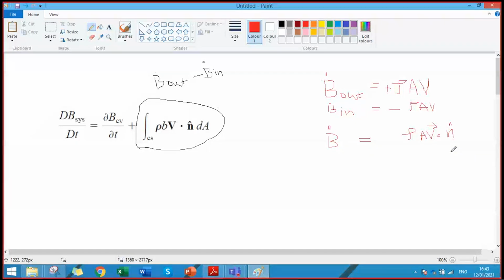If this is the control surface and the property B is flowing like this into it, the area normal of this surface would always be outwards, right? The area normal of any surface is always outwards. So in this case, V dot n would be anti-parallel, right? Would be negative. Is it clear? Yes, sir. V dot n would be negative, that is less than 0.